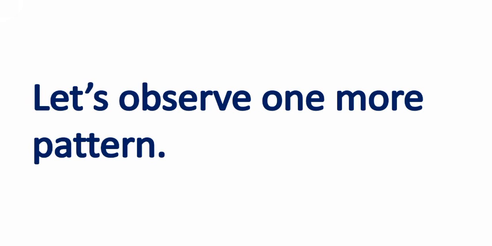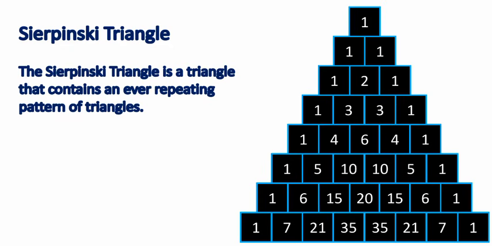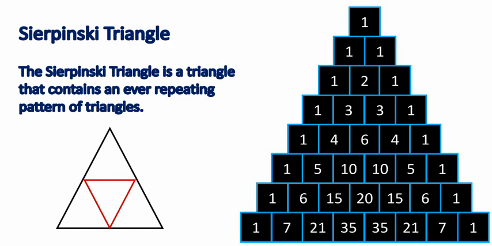Let's observe one more pattern. It's about the Sierpinski triangle. What is the Sierpinski triangle? The Sierpinski triangle is a triangle that contains an ever-repeating pattern of triangles. For example, draw a triangle. Draw another triangle inside it whose vertices touch the midpoints of the sides of the first triangle, and repeat the procedure by drawing more triangles inside. In this way we get an ever-repeating pattern of triangles which is known as the Sierpinski triangle.